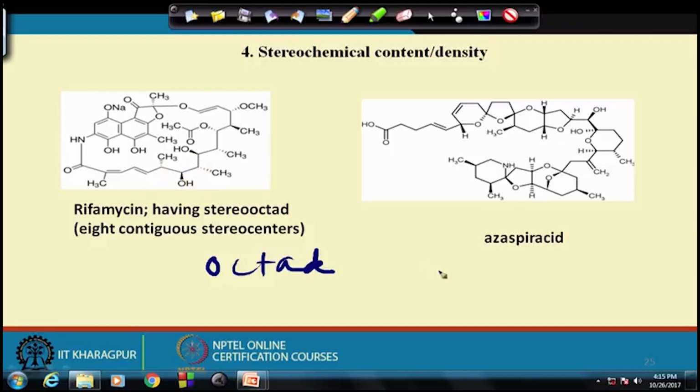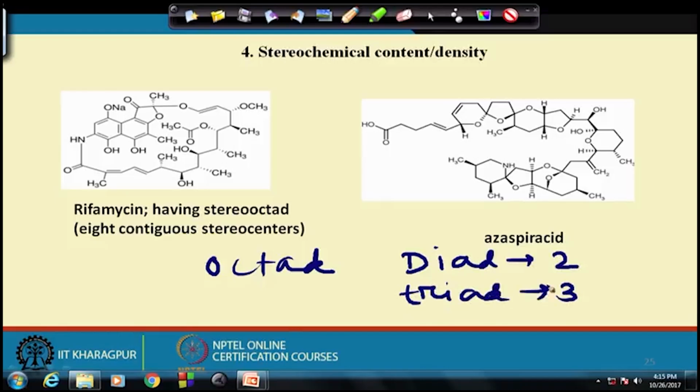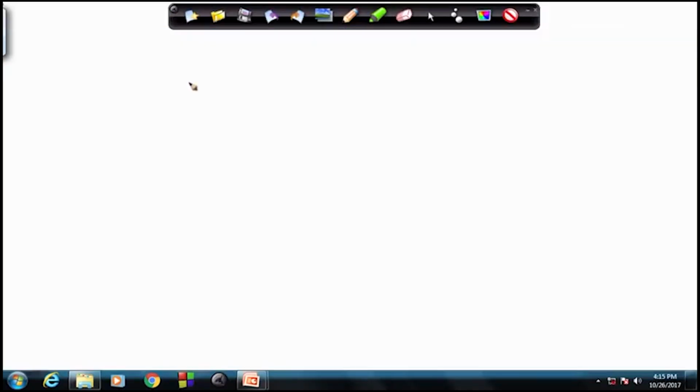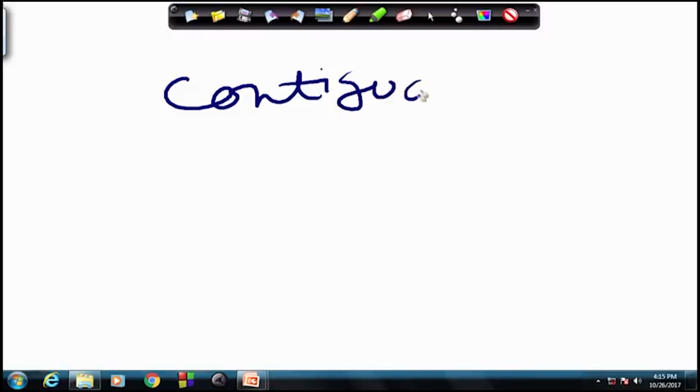It is an octad. If you have 2 stereocenters, it is called a dyad. If you have 3 stereocenters, it is called a triad. 3 means 3 stereocenters. Now, sometimes we use a terminology which is called contiguous. Contiguous means continuous stereocenters.